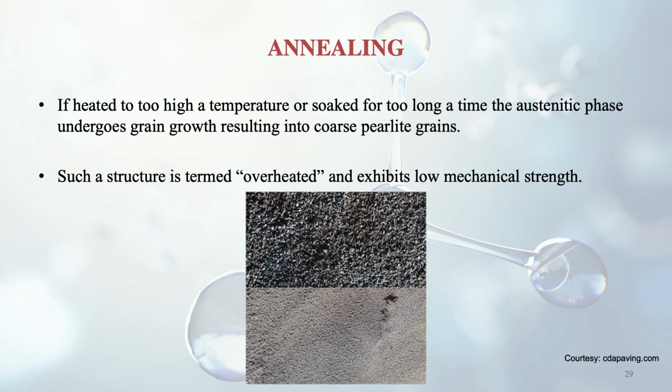So if we are heating that steel to a very high temperature and then soaking it for a long time, it will follow the TTT diagram and we will have coarse perlite grains instead of the fine ones. Such a structure is termed overheated and exhibits low mechanical strength. So the difference between the coarse and the fine is given here in this figure. You can see in the coarse, the spaces between the particles is more, whereas in the fine one they are together. It's very compact. So that is the basic difference between the coarse and the fine microstructure.